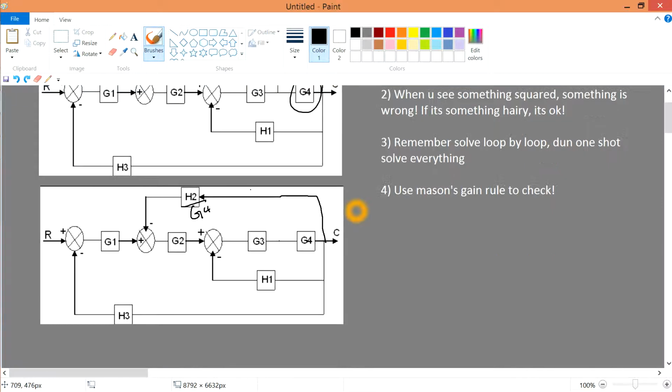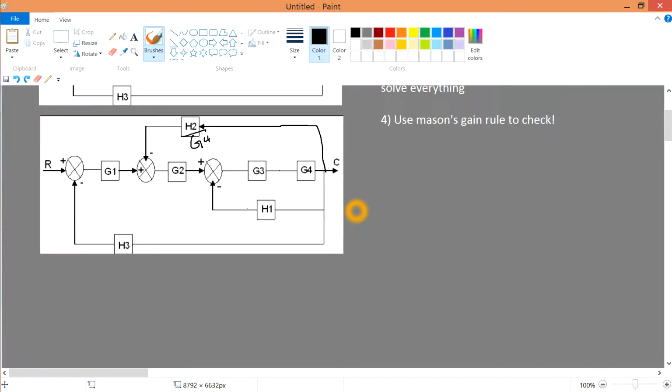Now, the next thing you need to do is to settle this loop. So remember, solve loop by loop. Don't solve everything in one shot. Don't think that everything comes together as a set and then solve it as a set. Solve this thing first, be patient. You can solve this first, and then later on add this other thing. Solve each of them individually first, so at least you don't make careless mistakes.